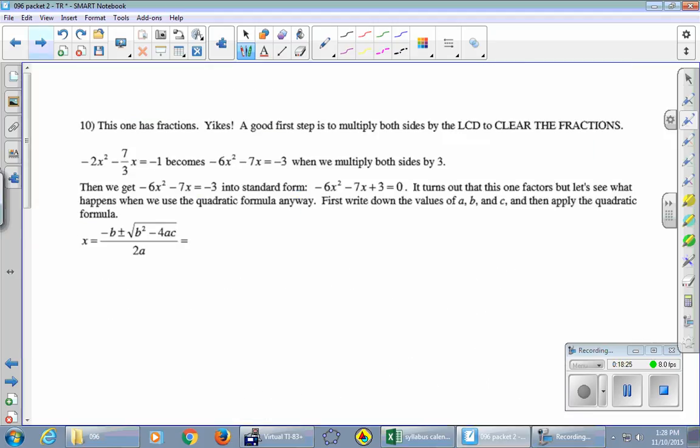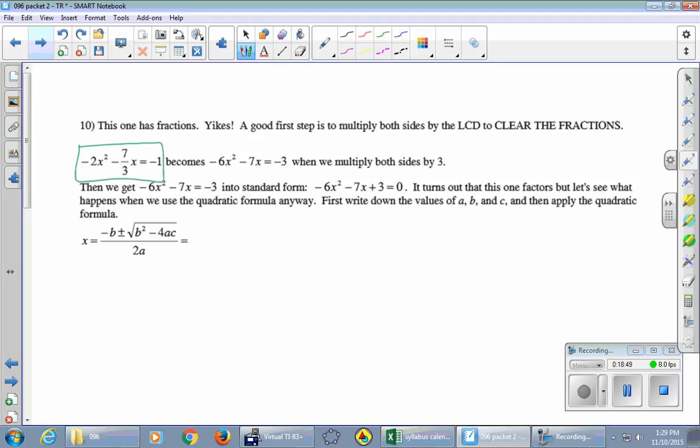Okay. Next page, last one we'll do together here, number 10. So here's the equation we're trying to solve. -2x squared minus 7/3 x equals -1. What don't you like about that? Fractions. Everything. You don't discriminate at all, just wholesale, get rid of it.